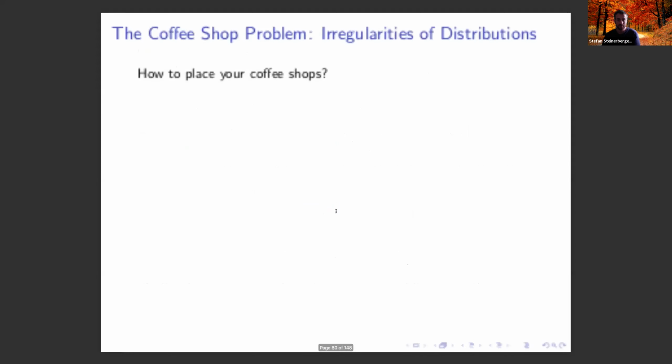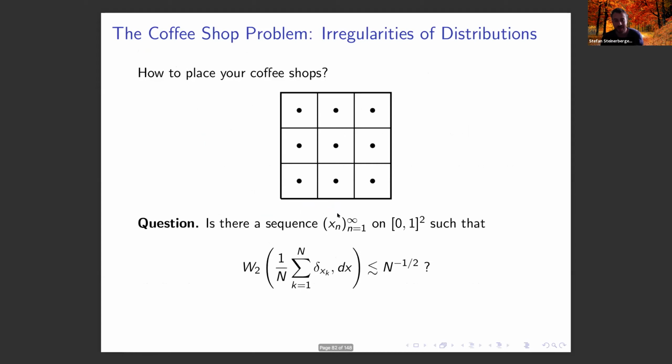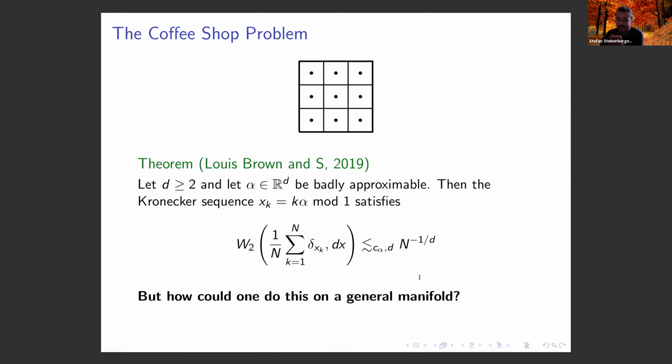Okay. So now I'll go back to the coffee shop problem, and I mentioned this on Wednesday. I'll just state it now explicitly. How do you build a sequence on the unit square such that you have optimal rate of growth, or how do you do it in general? In one dimension, you can't do it. In two dimensions, you can, but the two-dimensional construction is hard, and how do you actually do it on a manifold? That's the general question.